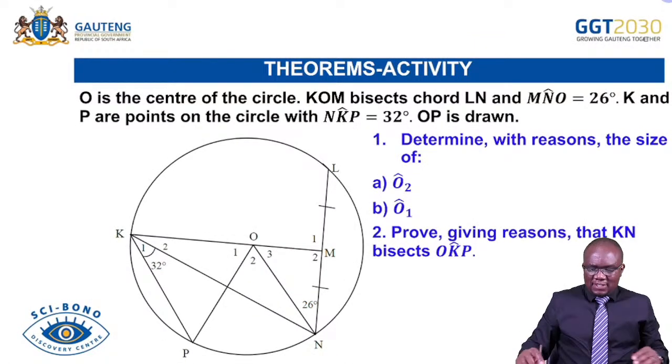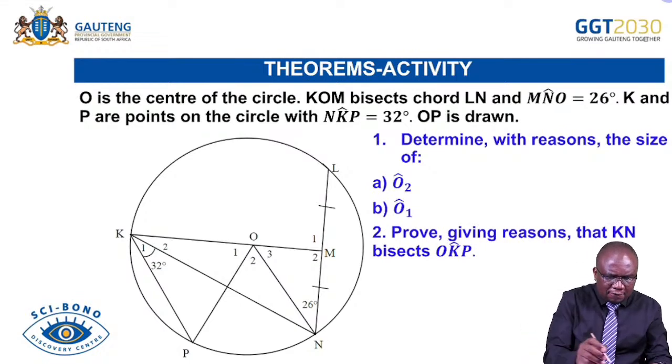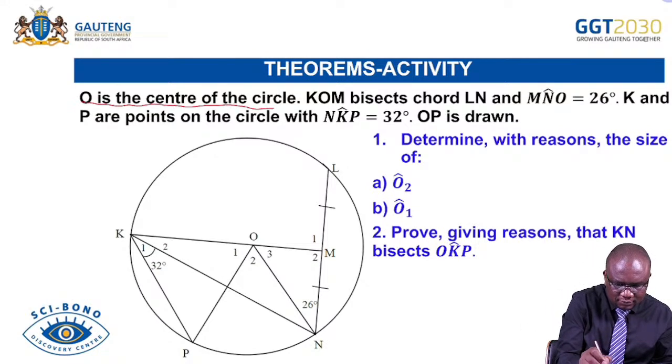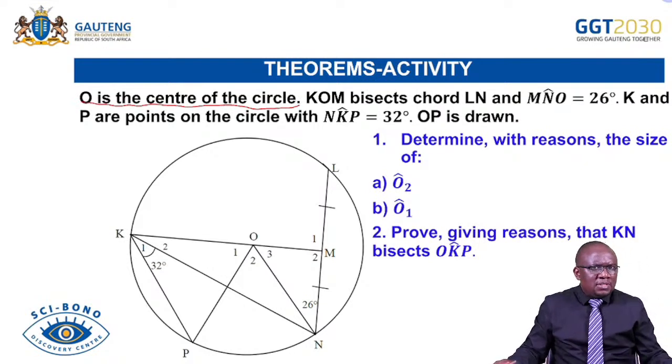Welcome back, grade 12. Let's try to do this together. O is the center of the circle. Interesting. What comes to my mind? O is the center. It could be a line drawn from the center to the chord, or an angle subtended by an arc at the center. You see, already I have an idea.